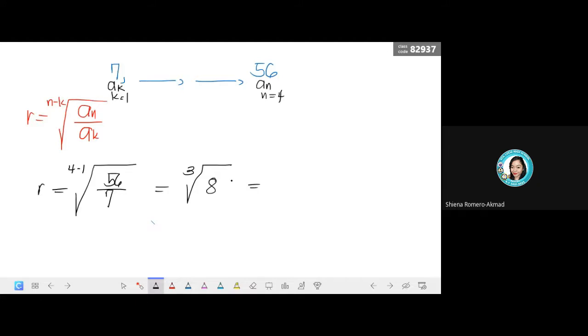What is the cube root of 8? What is that number? When you multiply it by itself 3 times, you'll get 8. Now you can use your calculator, cube root. Put 3 on the root sign, then put 8. That's how it is on older calculators. What is the cube root of 8?